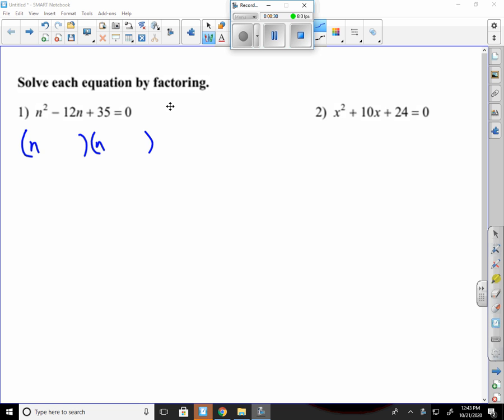It could be 35 and 1, or 5 and 7. If I look at my last sign, this is a plus and this is a minus. Since the last is a plus and this is a minus, it tells me that these are both going to be minuses in the middle.